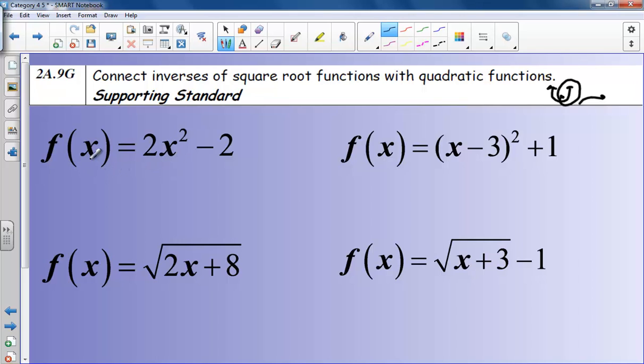So the steps we use here, f of x is the same as y, so the first thing we're going to do is swap x and y. So I'm going to say x equals 2y squared minus 2. So x plus 2 is equal to 2y squared. So x plus 2 over 2 is equal to y squared. Then I need to take the square root of both sides.